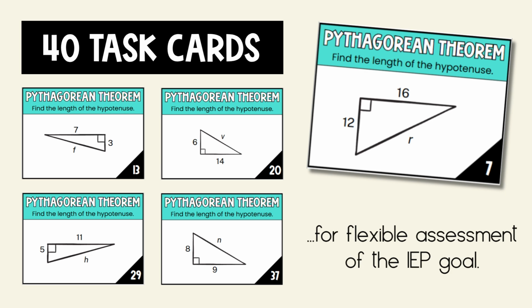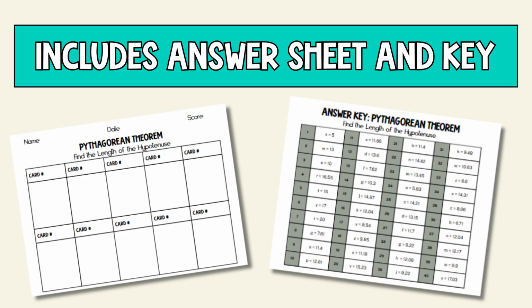You also get an item bank of 40 task cards that are perfectly aligned to the goal. These task cards are all you'll need for baseline assessment and progress monitoring throughout the IEP year. You can also use the task cards for instruction and independent practice. It's super easy to grade and collect work samples with the included answer key and student response sheet.